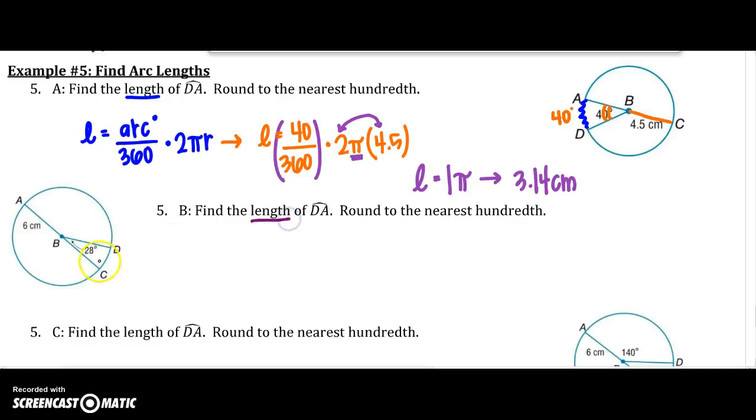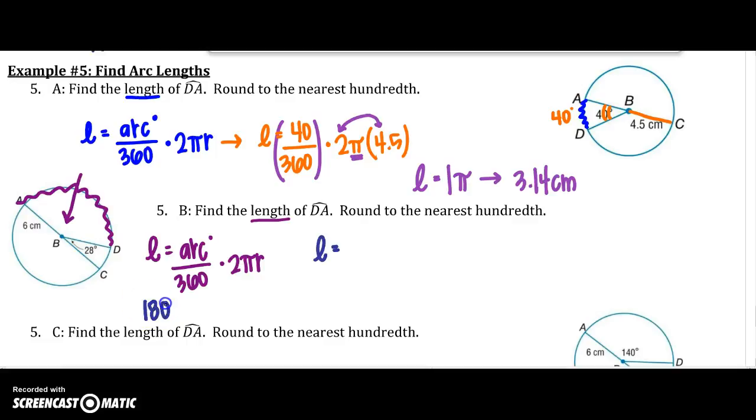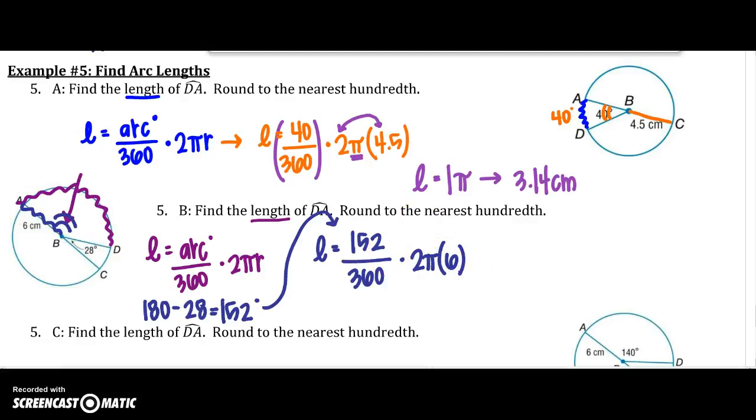Alright, what if we want to find the length of dA? So remember, length equals my arc degree over 360 times 2 pi r. Well, my arc degree has to match my arc that I'm trying to find. So I'm going to use 180 minus 28 because I need this angle right here, which I don't have. So I get that as 152, which is going to be used up here. So 152 over 360 times 2 pi, and then notice my radius is 6. So if I punch it in my calculator, I would put that times 2 times 6. So my length is going to be times pi. Use your pi button, 15.9 centimeters.